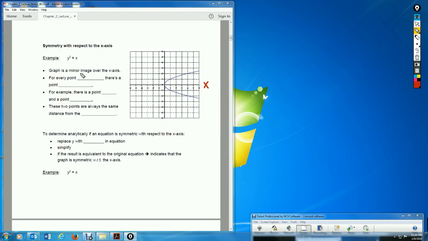Okay. In this case, for every point x comma y, there is a symmetric point x comma negative y. So for example, on this graph, we have a point 4 comma 2. So that's right here. And there is also a point 4 comma negative 2. And as before, these 2 points will always be the same distance from the x-axis this time.